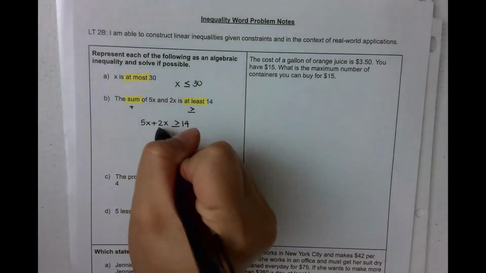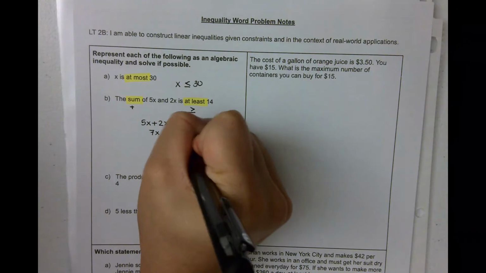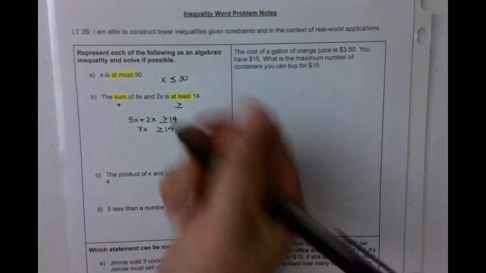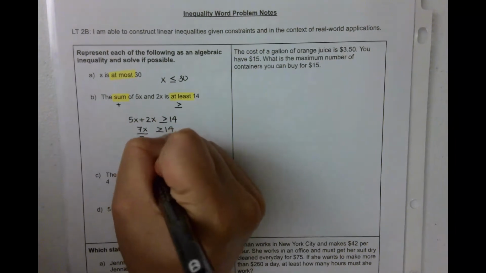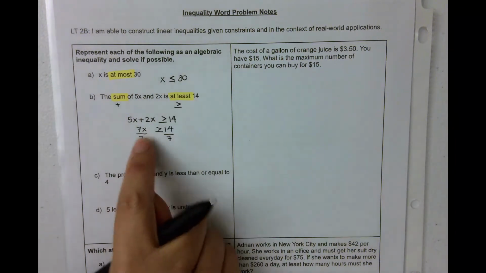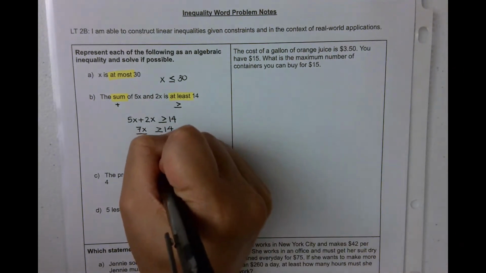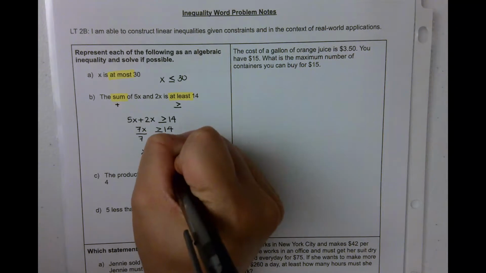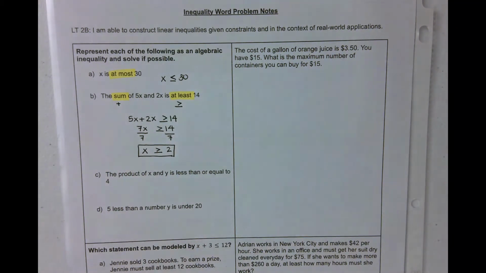So 5x plus 2x is 7x, and this means 7 times x. If I divide by 7, I get x by itself. 7 divided by 7 is 1, so that's why it's 1x. And then 14 divided by 7 is 2. So that means x is greater than or equal to 2.